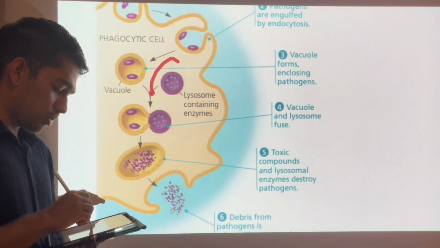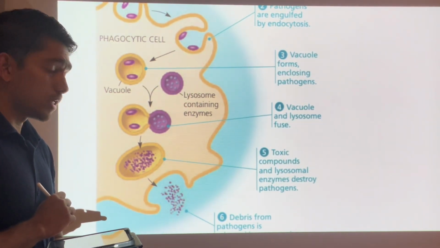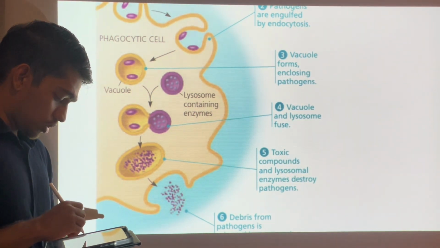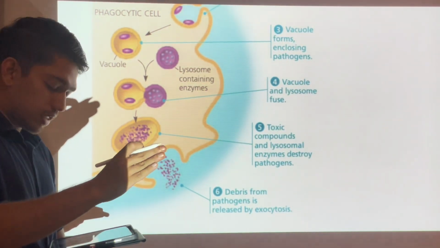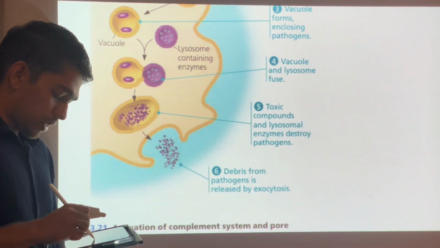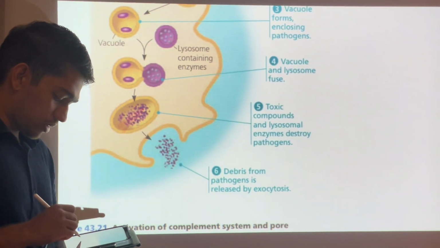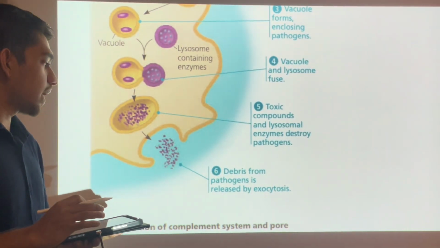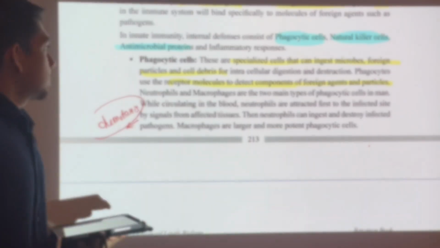And you know, under your cellular basis, you learned about lysosomes. Lysosomes contain digestive hydrolytic enzymes. So it's going to fuse with this food vacuole and it's going to release its enzymes. So the enzymes are going to destroy this pathogen, right? And it is converted to debris. And those are given out as exocytosis, right? Out of the cell. So this is phagocytosis.